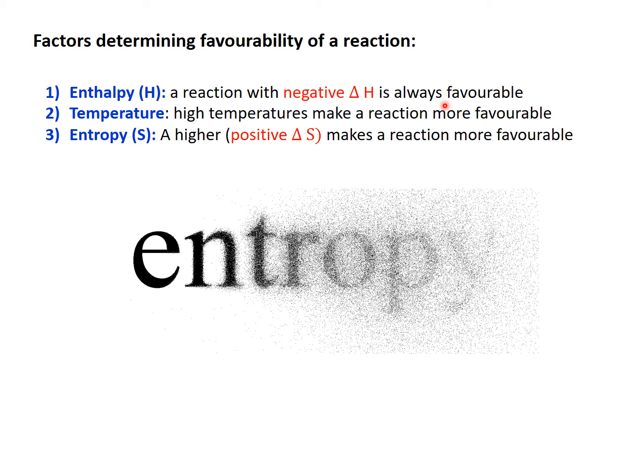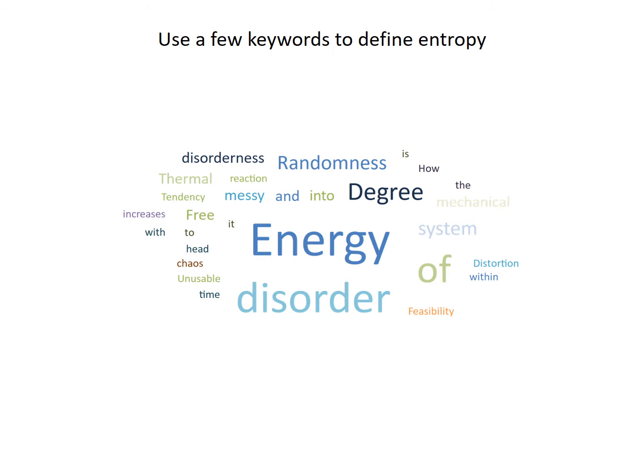And a second parameter is temperature, which is measured in Kelvin. So high temperatures will make a reaction more favorable. The higher the temperature, the more favorable a reaction is. And a third parameter that we're going to study in more detail today is entropy or delta S. So a higher delta S value, or a more positive delta S value, will make a reaction more favorable as well. So how much do you know about entropy?